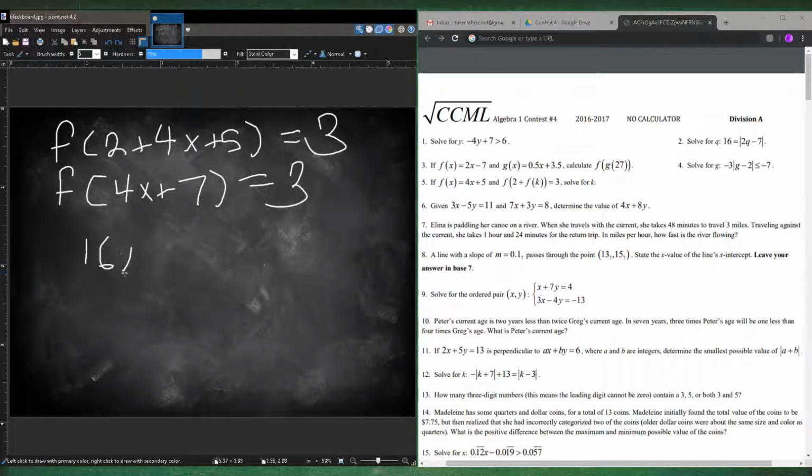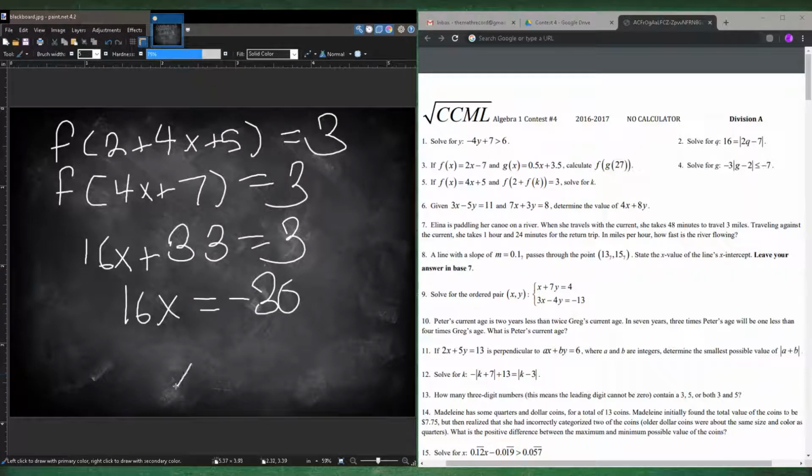We had to plug it into this as x. So that's 16x plus 28 plus 33 is equal to 3. I don't know why I put x squared there. 16x is equal to negative 30. So x is equal to negative 15 over 8. So your answer is negative 15 over 8.